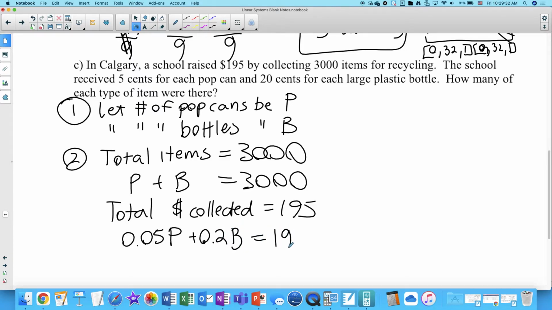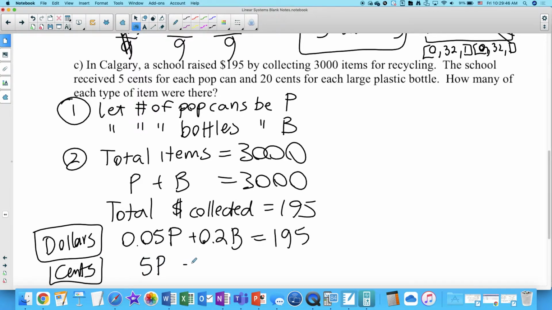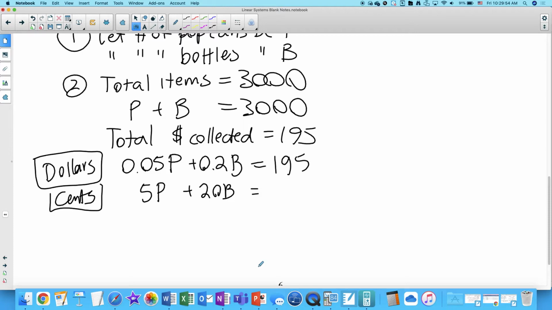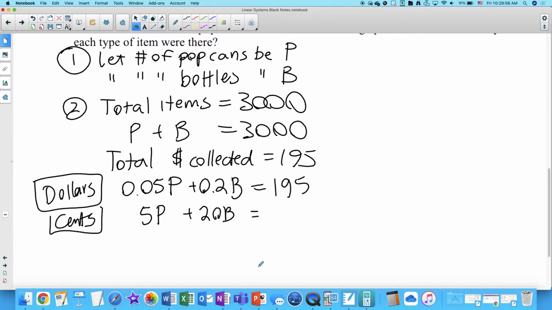If you wanted to do it in cents, you could do that too, right? So the equation would be 5P plus 20B, but then we'd have to convert $195 into cents. How much is $195 in cents? Yeah. 19,500. Right, so just multiply by 100. You could do that too, either way. Okay, so we've got a system. So you have to use this equation and one of these two to solve this graphically. So I would like you guys to work on that now, please.